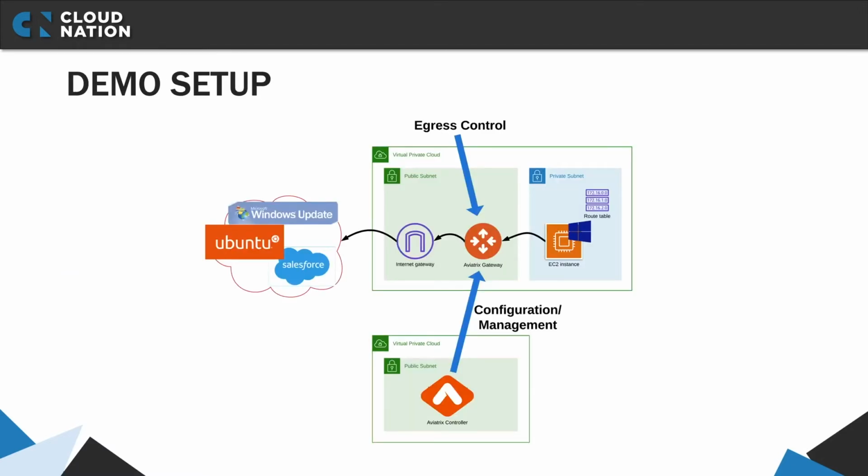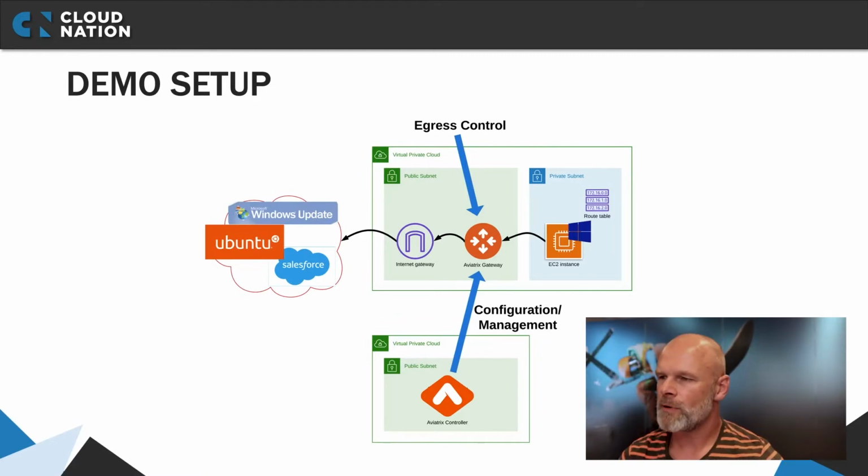Now I would like to explain the setup of the demo. Configuration and deployment is always done through a dedicated controller. That's the one you see at the bottom in its own VPC. This could also run in Azure or GCP. In my workload VPC I've deployed an Aviatrix gateway. This takes over all routing, and because of that I can now enable additional services.